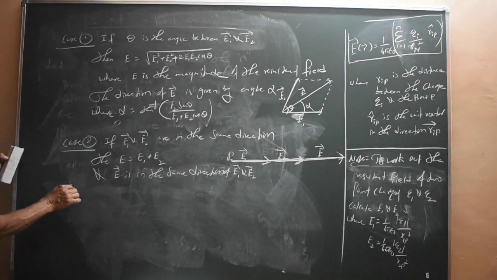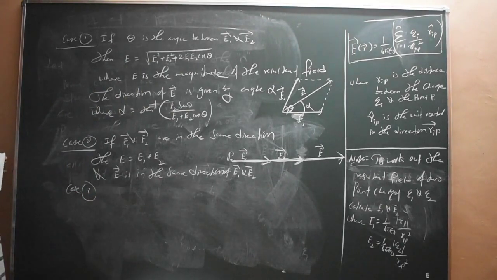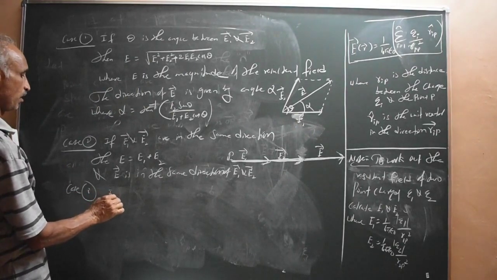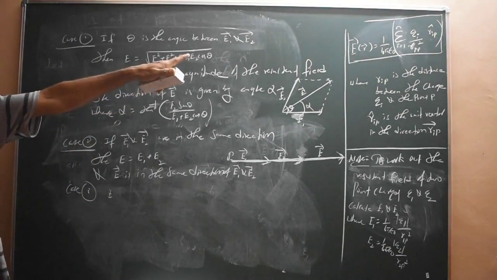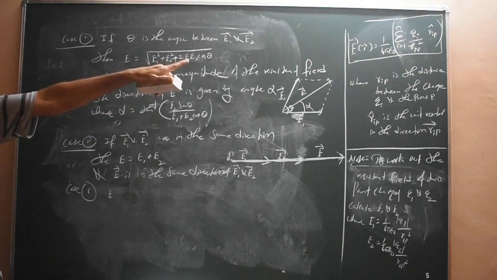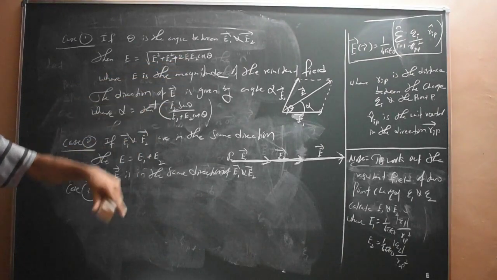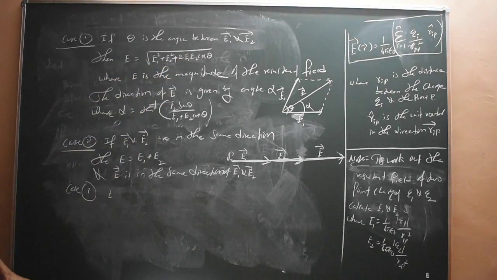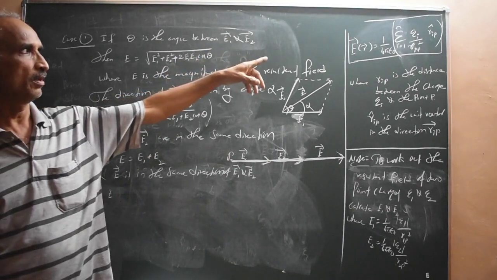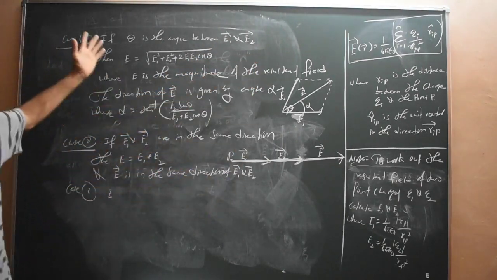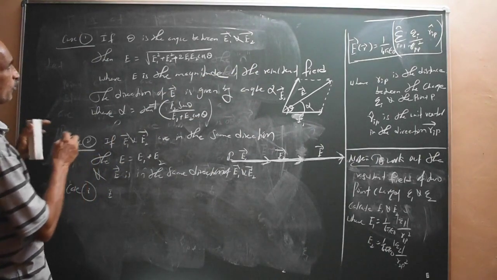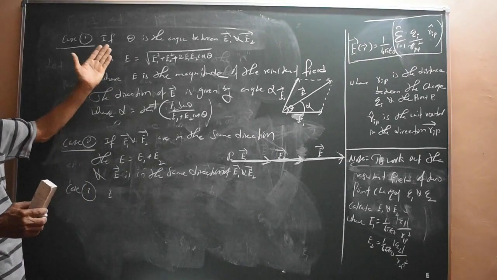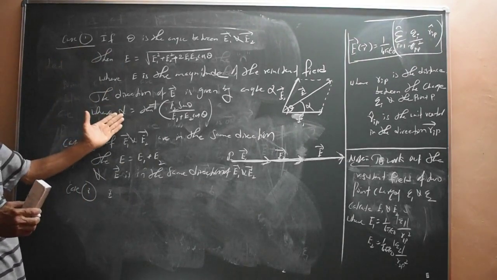Case 3. If E1 bar and E2 bar are in opposite directions, this is the technique to solve the problem. Even though the theory says the resultant E bar is E1 bar plus E2 bar plus E3 bar plus up to En bar, that is the theory only, and you can't work out the problem by that particular formula. So this technique is required to add the two fields vectorially. You work out the magnitude separately and the direction separately.